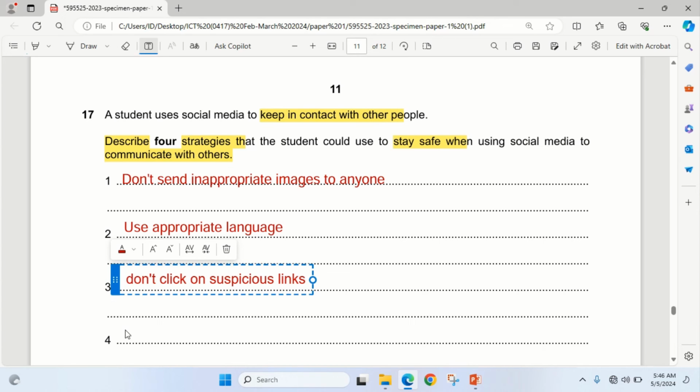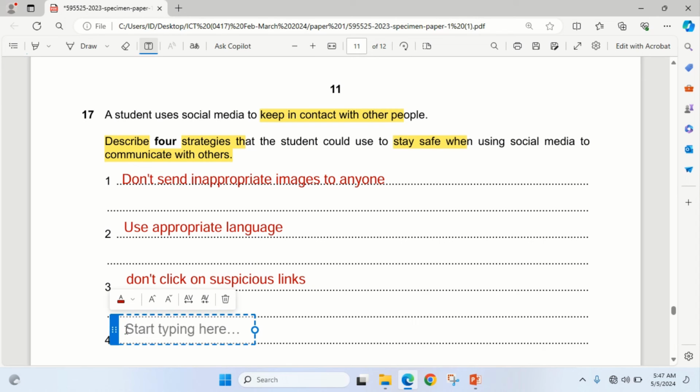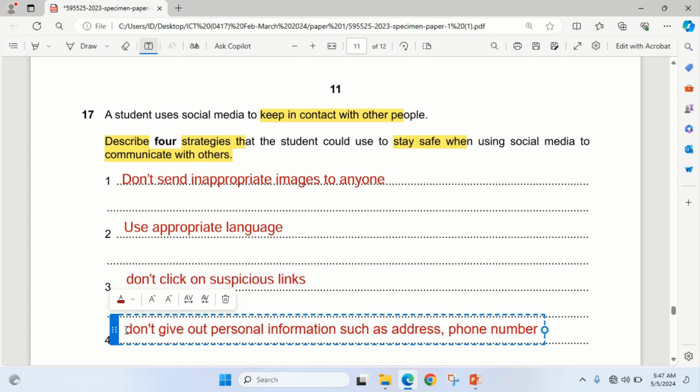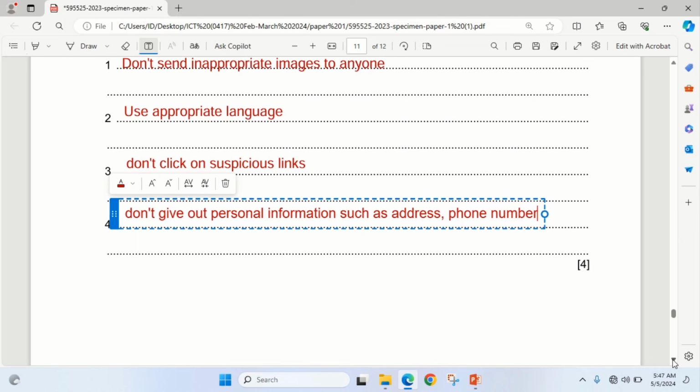The student must not send out personal information, such as maybe address or phone number of themselves or any other people. They should not give it out when communicating with people on social media platforms. So it's very important. So all this can help.